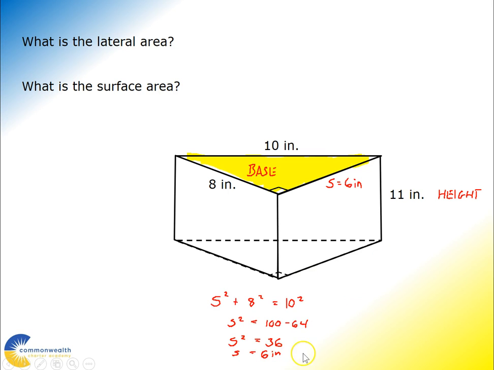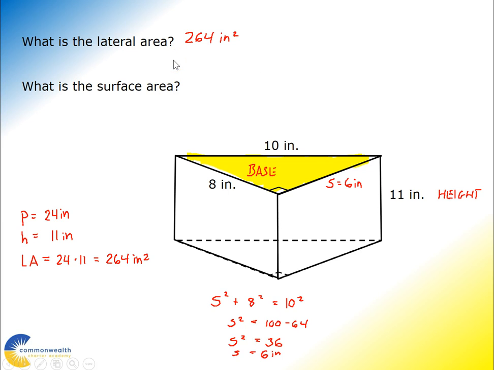So if I use the Pythagorean theorem, s squared plus 8 squared should equal 10 squared. I do the math, and s is 6 inches. So this length here is 6 inches. Please do not naturally assume that sides that look congruent are congruent. These things are never drawn to scale truly. So now that I know that side, I can easily find the perimeter of the base, and I have the height. So the perimeter of the base is 24, the height is 11. 24 times 11 is 264, so 264 square inches is the lateral area.